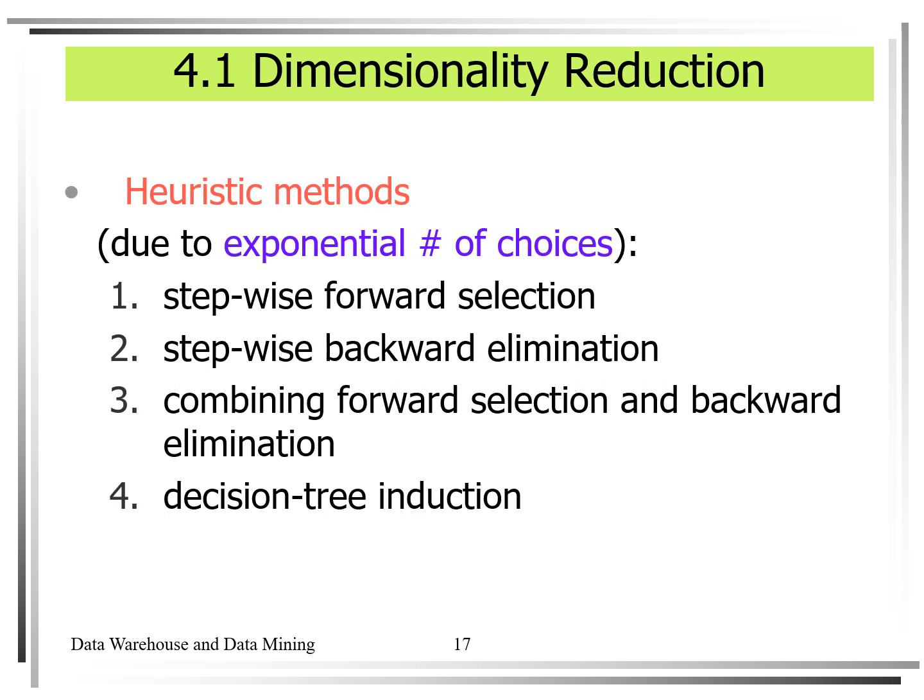For dimensionality reduction, one of the methods is to apply heuristic methods. Because we have too many choices when we want to reduce the number of features, we have four approaches. We can use stepwise forward selection, stepwise backward elimination, or combine forward selection and backward elimination, or we can use decision tree induction.